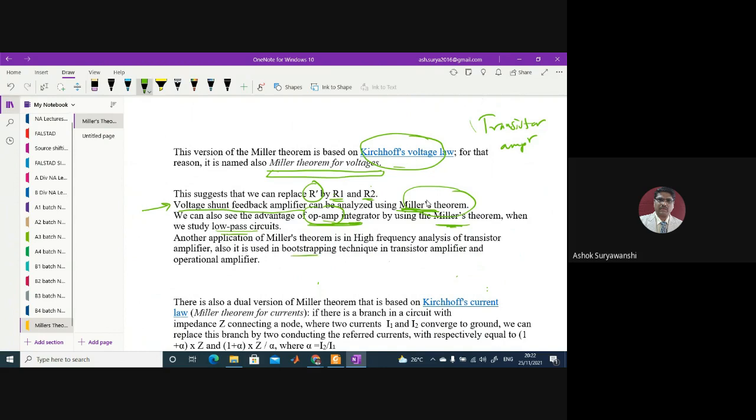Also in the bootstrapping technique. So what is the bootstrapping technique? It is used in the transistor amplifier as well as the operational amplifier. Transistor amplifier you might be studying in CDC, and operational amplifier you study in the next semester, that is integrated circuits. So the bootstrapping technique is used to increase the input impedance of the transistor or the operational amplifier. There also you'll find that an element is coming between input and output. So whenever an element is between input and output, how to simplify that? That theory is given by Miller. Hope it is clear to everyone by this time.